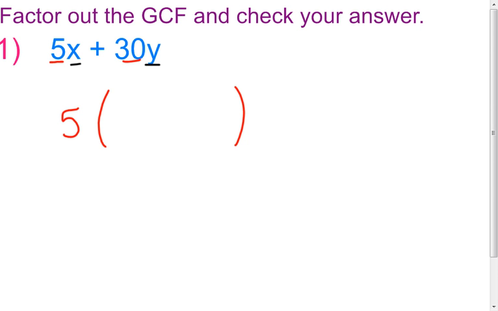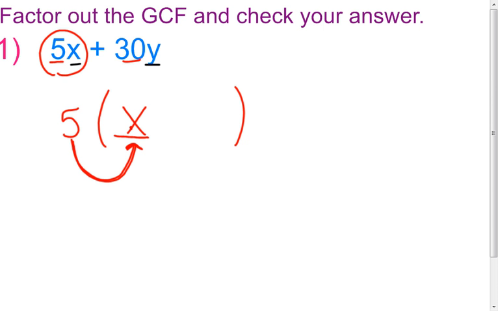Okay, so here's what I mean by that. When I take 5 times whatever's right here in this spot, I should get my first term, which in this case is 5x. So I need to figure out 5 times what am I going to put right here to get 5x, and that would be x.